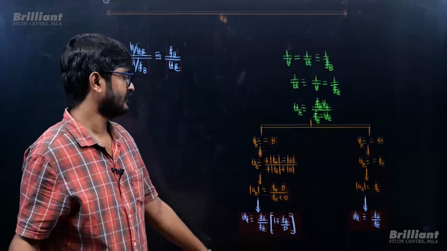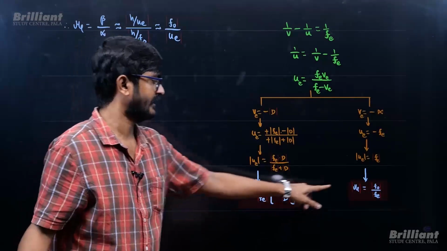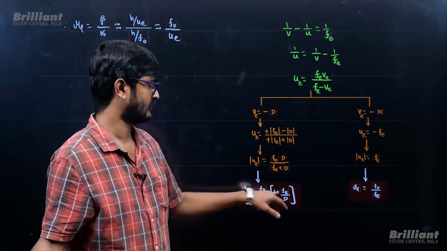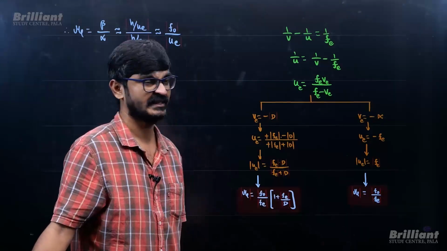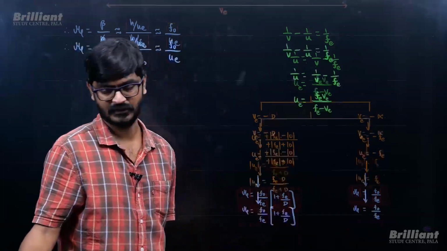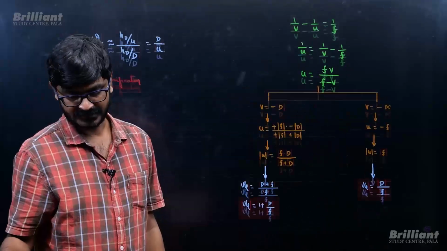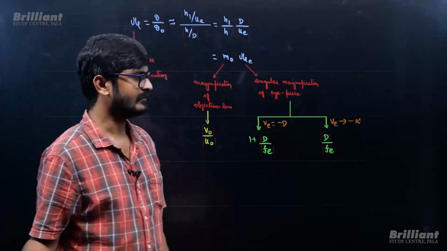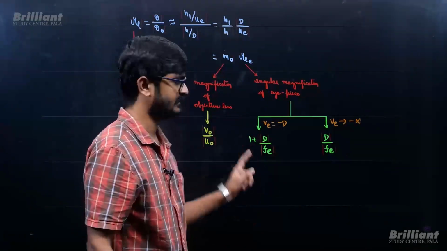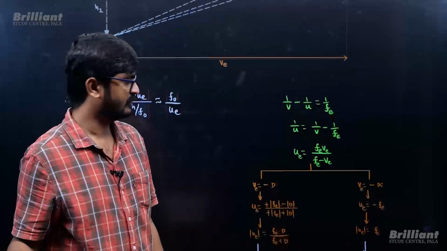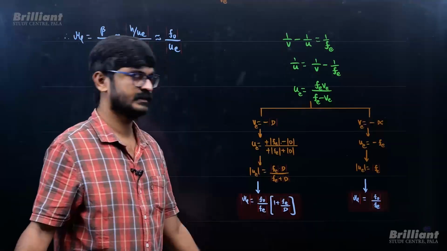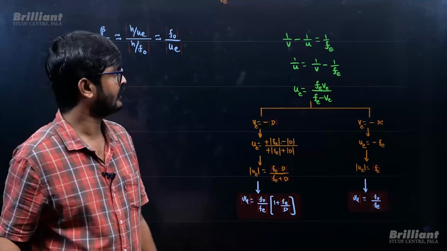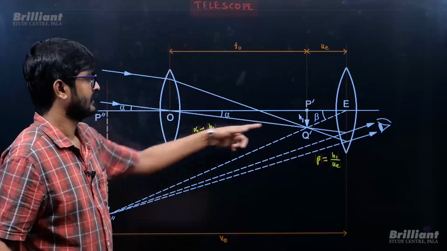When it is near point setting, when you substitute the values, you will end up getting f naught by fe times of 1 plus fe by D. So probably that's one more formula. Sorry, this is normal setting, this is near point setting. So for a simple microscope, normal setting, near point setting. For a compound microscope, this into this is normal setting, this into this is near point setting. For a telescope, this is normal setting and this is near point setting, right? FO and FE represent objective and eyepiece focal length. Anyway, we are talking about only magnitude. Obviously, here it is inverted.